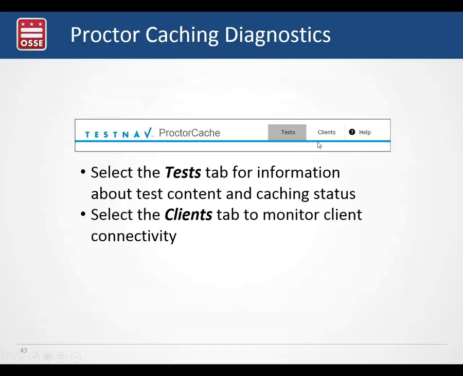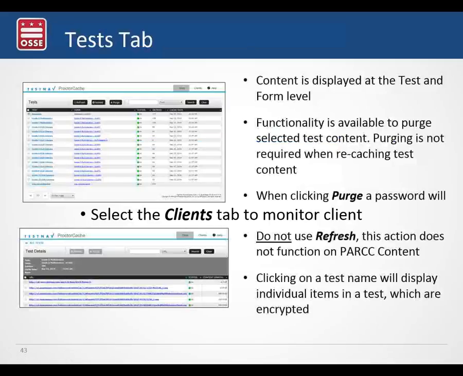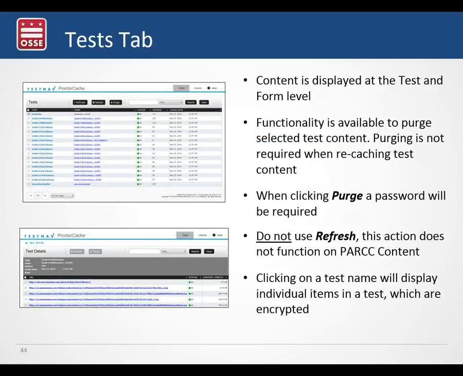So Diagnostics, you'll see a couple of tabs. In the Proctor caching software, you'll see the Test tab for information about forms and test content and caching status with each of those, and then the Clients tab to monitor connectivity. Under that Test tab, you will see all of the content that is being encrypted and downloaded at the test level and at that form level.